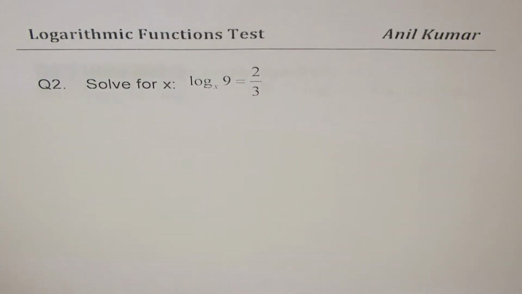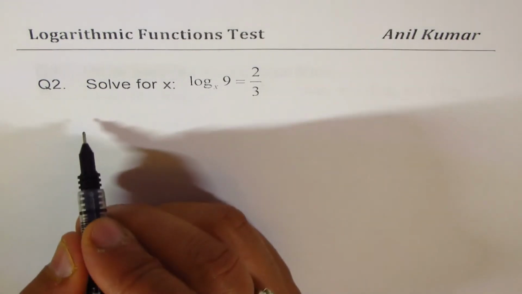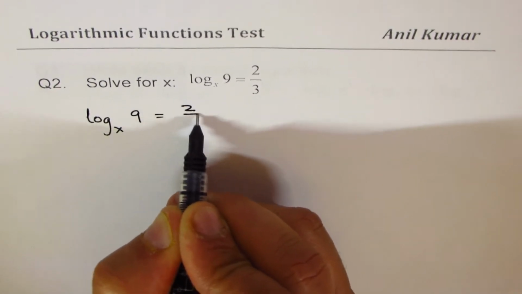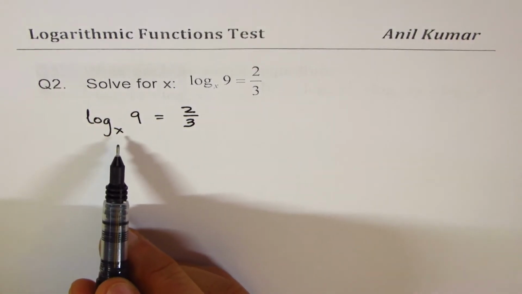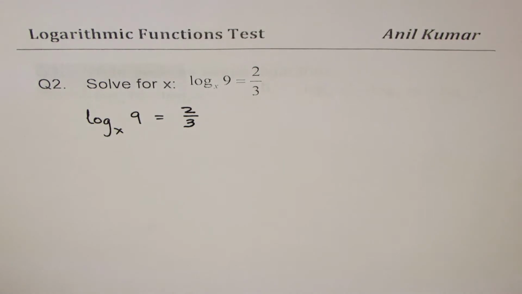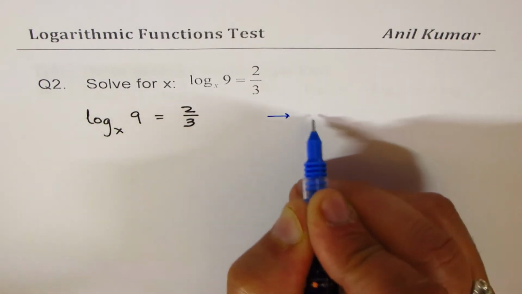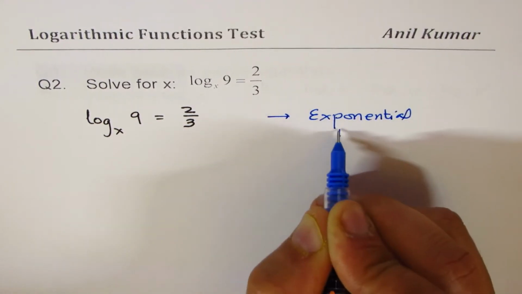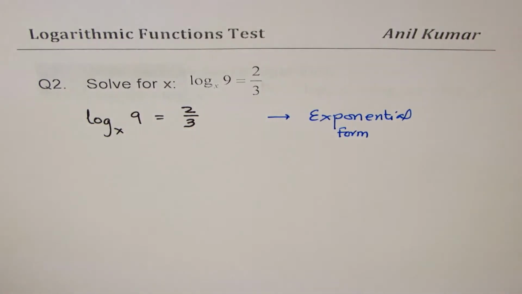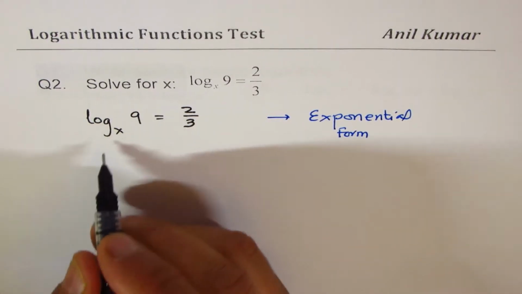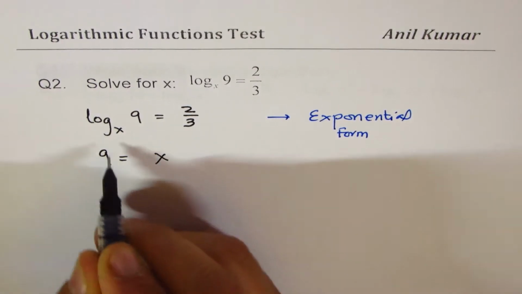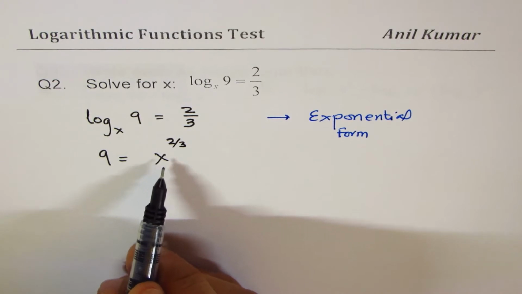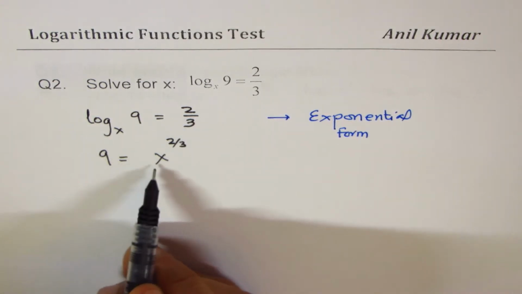Question number 2. Solve for x, log to the base x. Let me rewrite. Log to the base x of 9 equals to 2 over 3. The strategy here is to write it in exponential form. So we'll change the form here. We'll write it in exponential form. So that is to say, I will write this as 9 is equal to what? 9 is equals to x to the power of 2 over 3. So the base remains same. See, base is x, and that becomes the exponent. Right? 9 is equals to this.